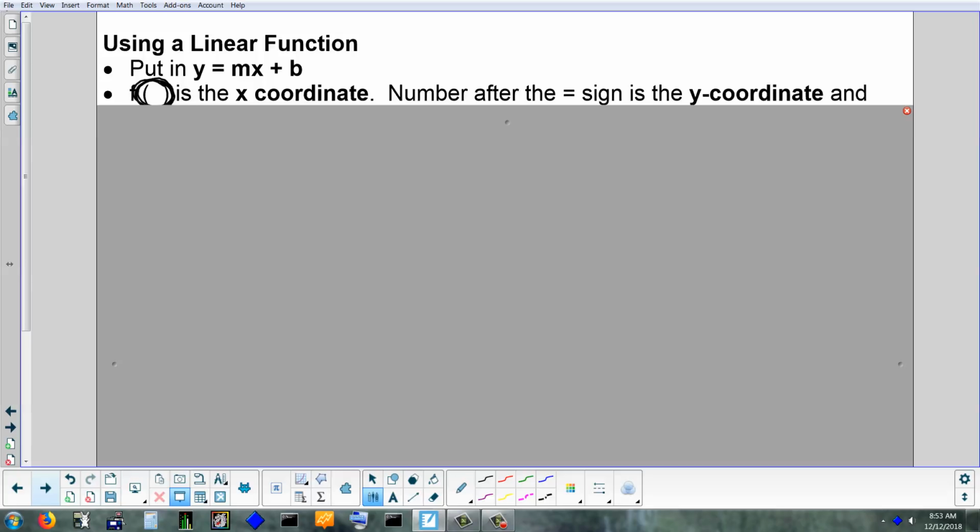Remember, we've said that f of whatever means the same as y equals. F of 2, f of x, f of whatever, it means the same as y equals. That's why we say the number after the equal sign is the y-coordinate. Y equals whatever the number is. So if we give it in function notation, what's inside the parentheses is your x-coordinate, and what it equals is your y-coordinate.